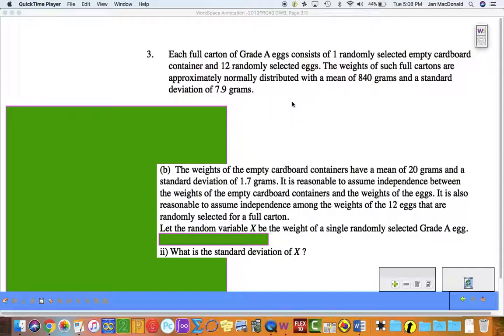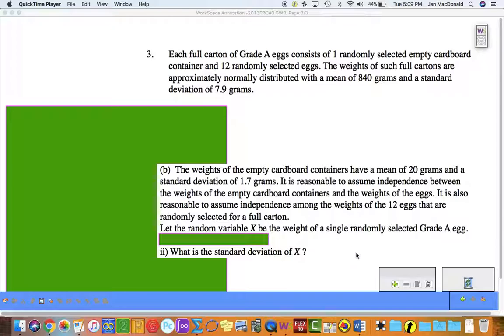Each full carton of grade A eggs consists of 1 randomly selected empty cardboard container and 12 randomly selected eggs. The weights of such full cartons are approximately normally distributed, with a mean of 840 grams and a standard deviation of 7.9 grams.